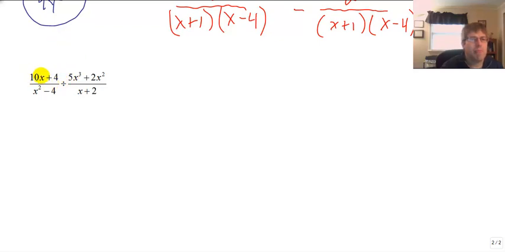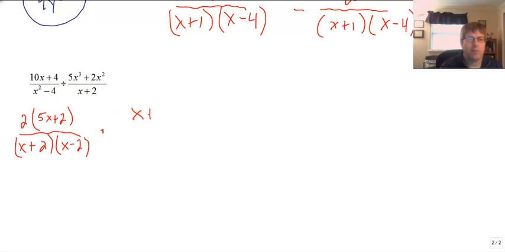Another division problem. We have 10x plus 4 divided by. So again, I'm going to factor. Looks like I can factor 2 out of the numerator, so I have 2 times 5x plus 2. I have a difference of 2 squares in my denominator, x plus 2 times x minus 2, times x plus 2. My denominator here becomes my numerator. And I can factor out an x squared, and I am left with 5x plus 2.